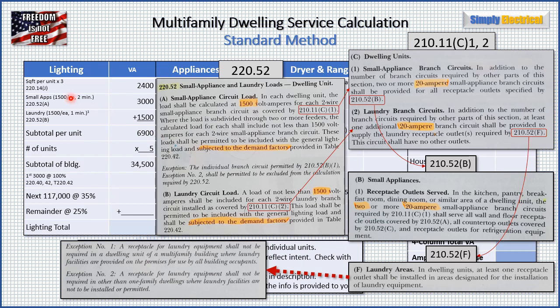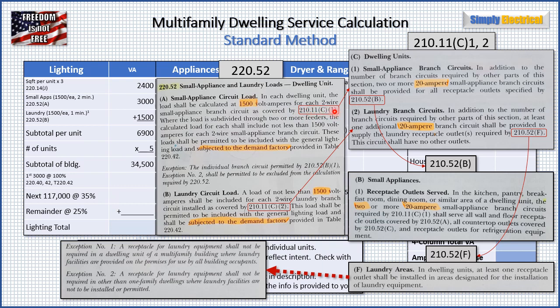Next up, we have small appliances. We need a minimum of 2. Now this is per unit. These are all per unit through here. We need a minimum of 2 at 1500 watts each. Well, let's see why. 220.52(A) tells us that. So 220.52, small appliance and laundry loads for dwelling units. For the small appliance circuit, it says in each dwelling unit, the load shall be calculated at 1500 volt amps for every 2-wire small appliance branch circuit as covered by 210.11(C)(1).